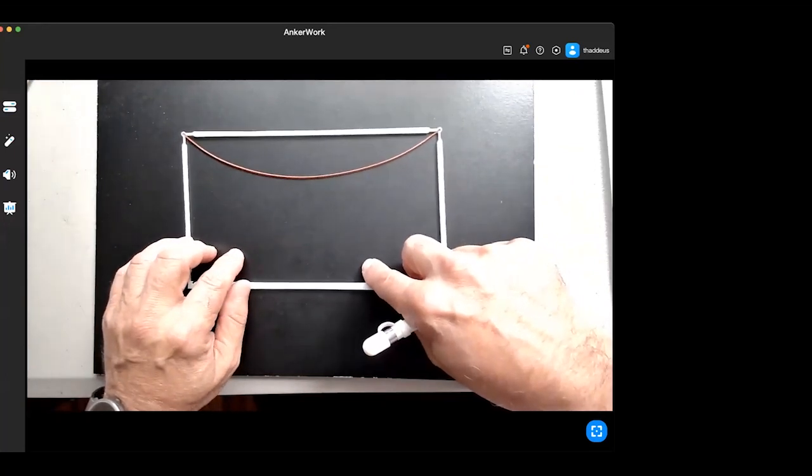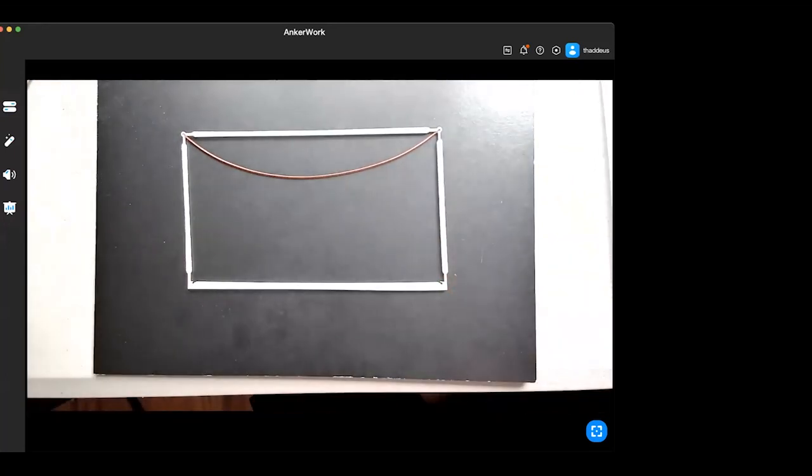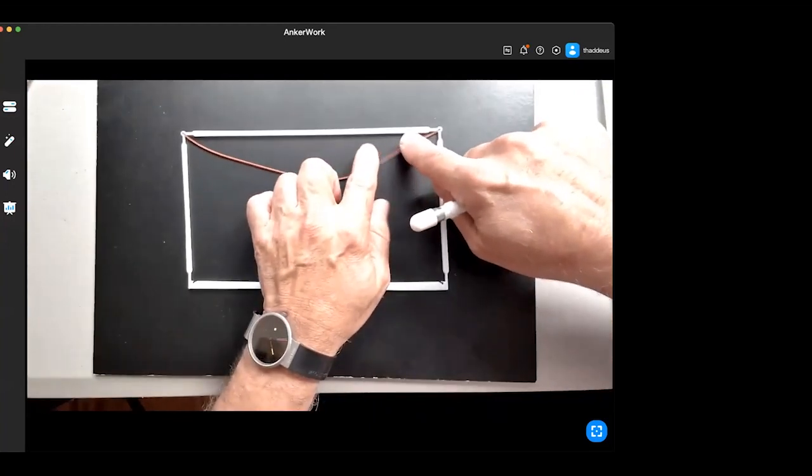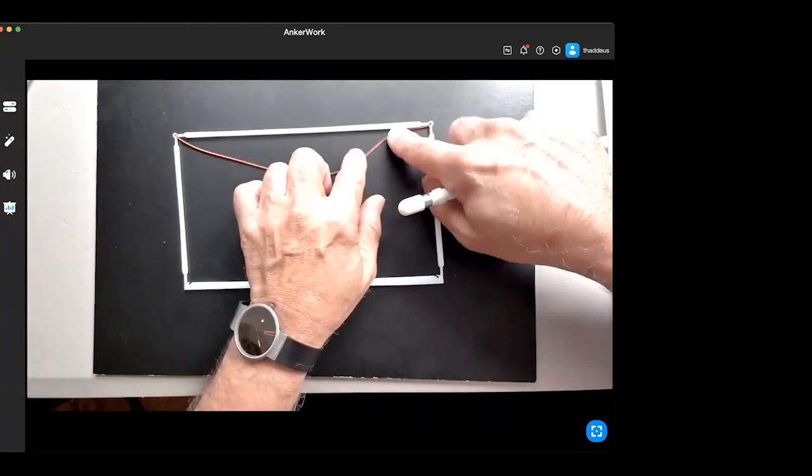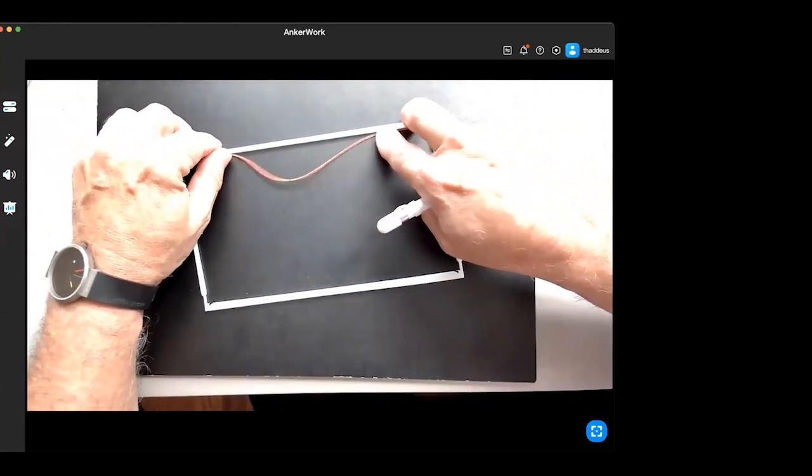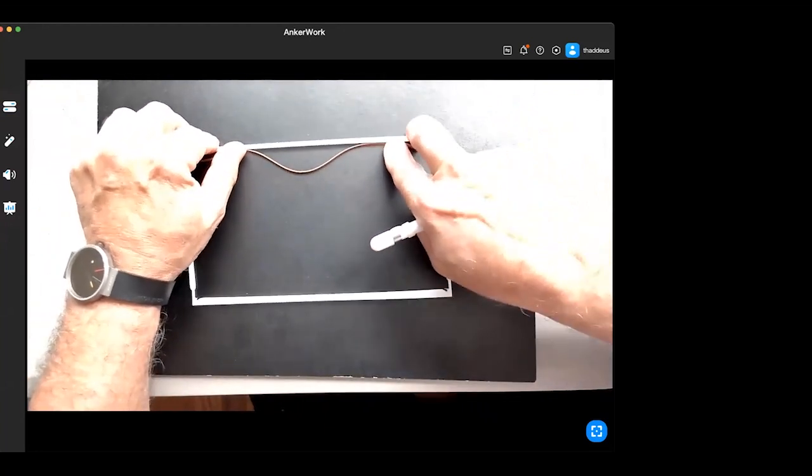How about if it's fixed ends or anchored ends? If its ends are anchored, very good question, then that becomes straight. That becomes straight. And it deflects a little bit less in the middle. Okay, got it.